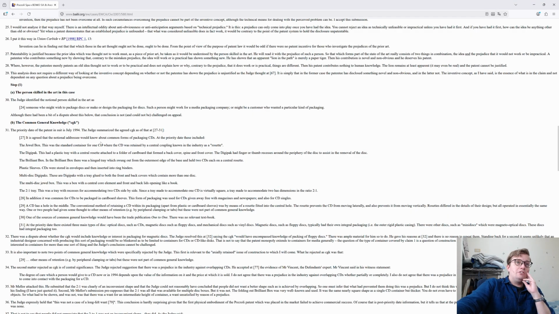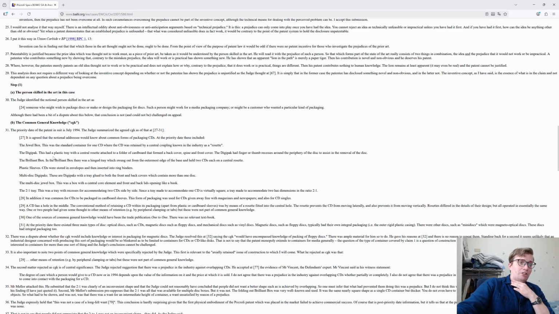Agreed that the notional addressee would know about common forms of packaging CDs. At the priority date, these included the jewel box. This was the standard container for one CD, where the CD was retained by a central coupling known in the industry as a rosette. The digipack. This had a plastic tray with a central rosette attached to a folder of cardboard that formed a back cover, spine, and front cover. The digipack had finger or thumb recesses around the periphery of the disc to assist in the removal of the disc.